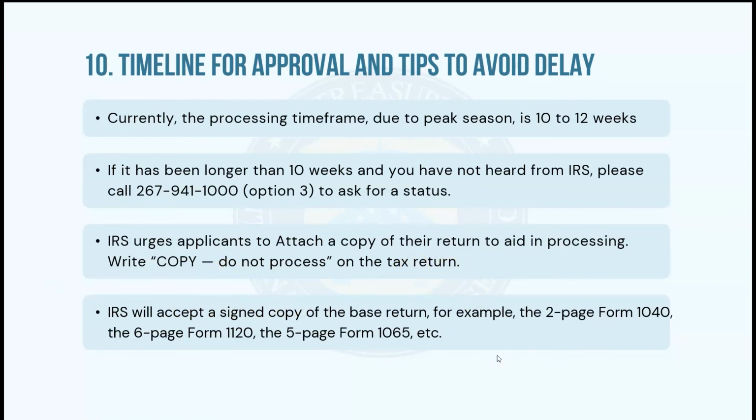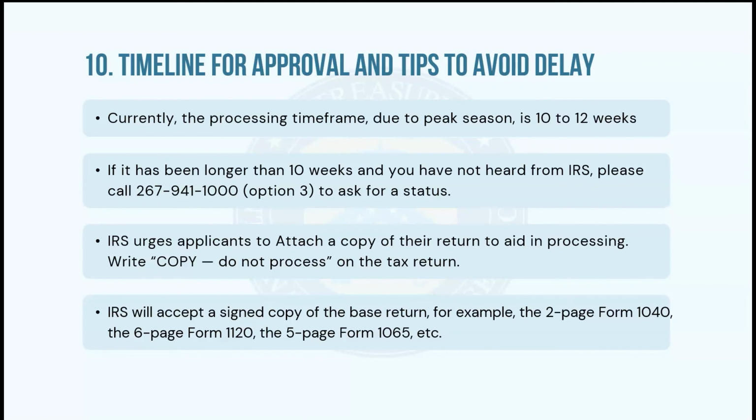Second, if you are applying for this certification on or after April 15, 2023, there are two things I want you to do. Attach the 2021 6-page 1120 copy and write "Copy, do not process" on the tax return. Also, if you haven't filed your 2022 return by April 15, make sure you have an extension and add the extension form, which is form 7004. Also write on it "Copy, do not process" to show them that you've actually filed an extension.